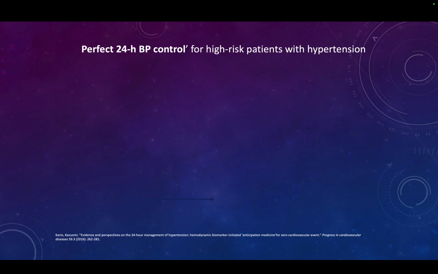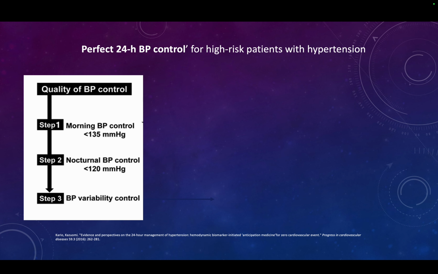So now at least we've understood controlling mean blood pressure is fine, but we have to go beyond controlling the mean blood pressure. You need to have a mean pressure of 135 averaged over a couple of visits or in the home blood pressure monitoring system. The nocturnal blood pressure should be less than 120, and step 3, which is becoming important now, is that BP variability control is also important.